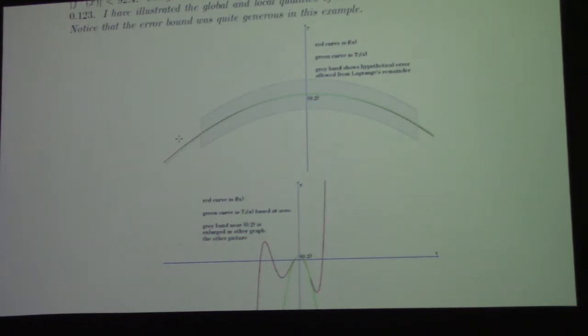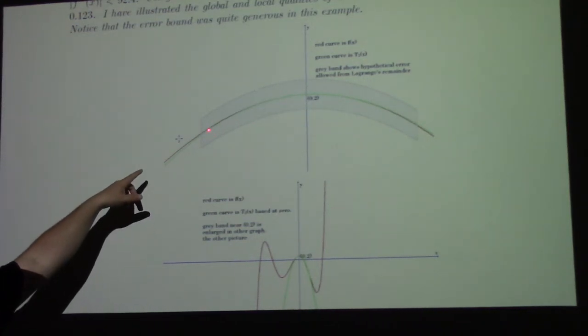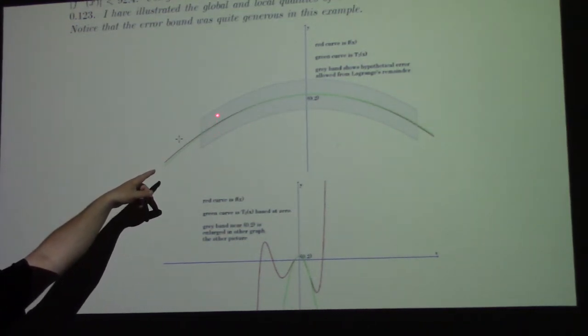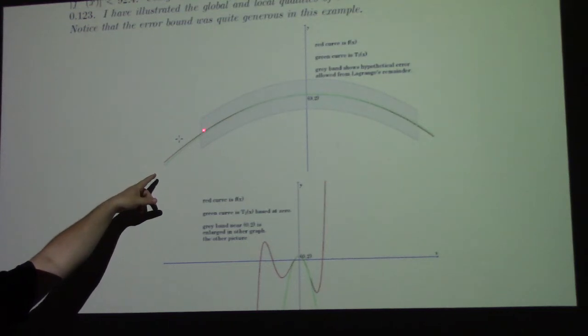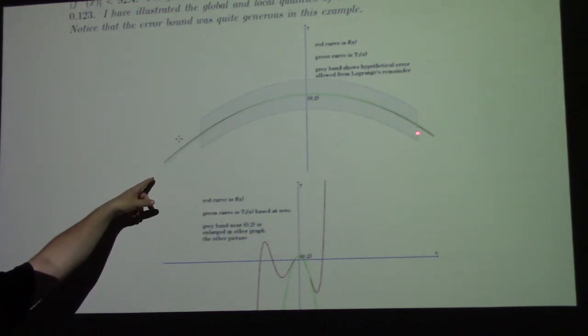If you plug in the bound I found into the corollary, we end up with an error of 0.123. That's an upper bound on the error. So this graph right here is plus or minus 0.123. And so the red is the function, I believe. The green is the second order Taylor polynomial, right?